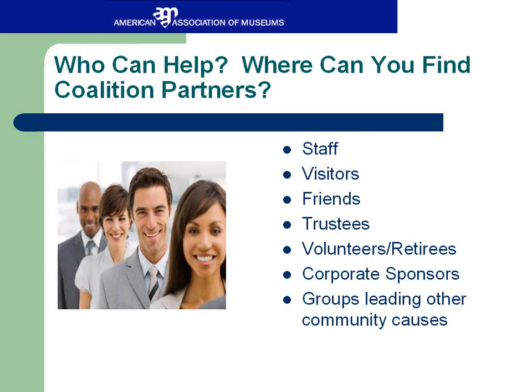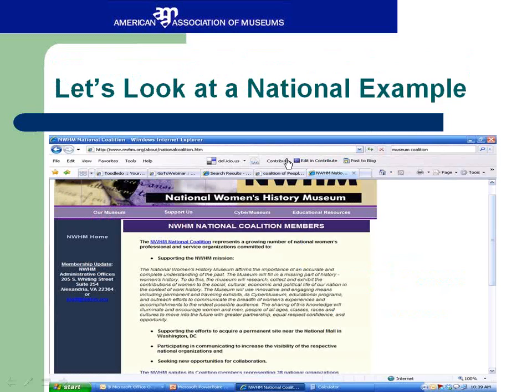So if you start looking at staff, visitors, friends, trustees, volunteers, corporate sponsors, groups leading other community causes, you'll see that there's a whole range of different opportunities to identify coalition partners. And to help you do that, I wanted to look at a few examples.